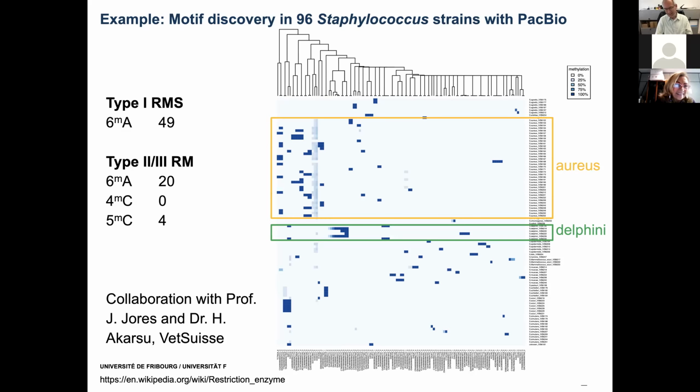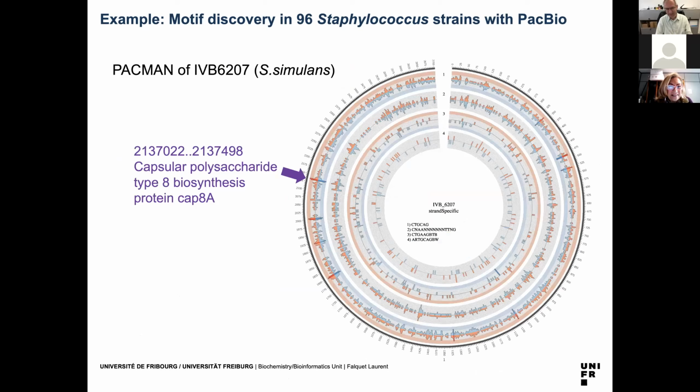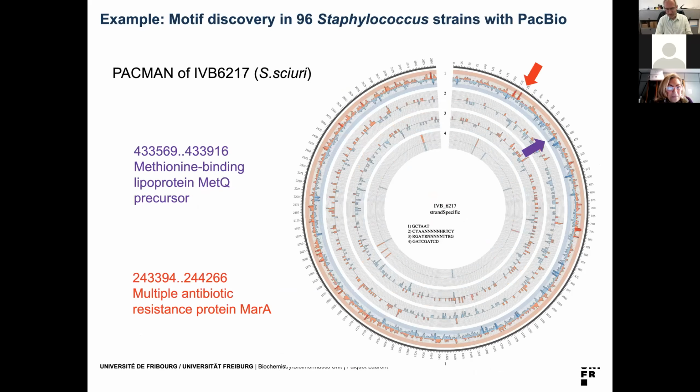Okay, sorry. So I just wanted to show that we can also identify some heavily methylated regions within the genome using our tool called Pacman. And with this, we were able to identify resistance genes and also virulence genes within these different strains.